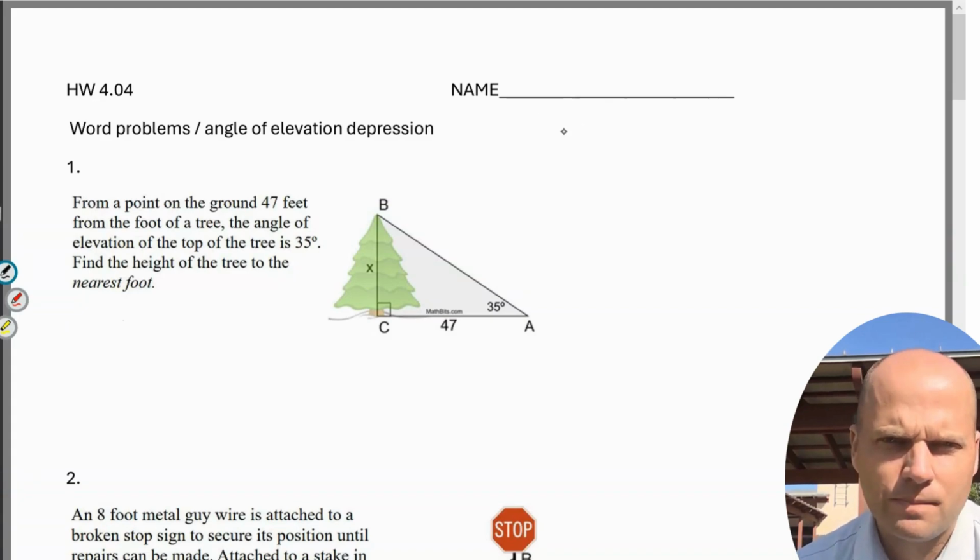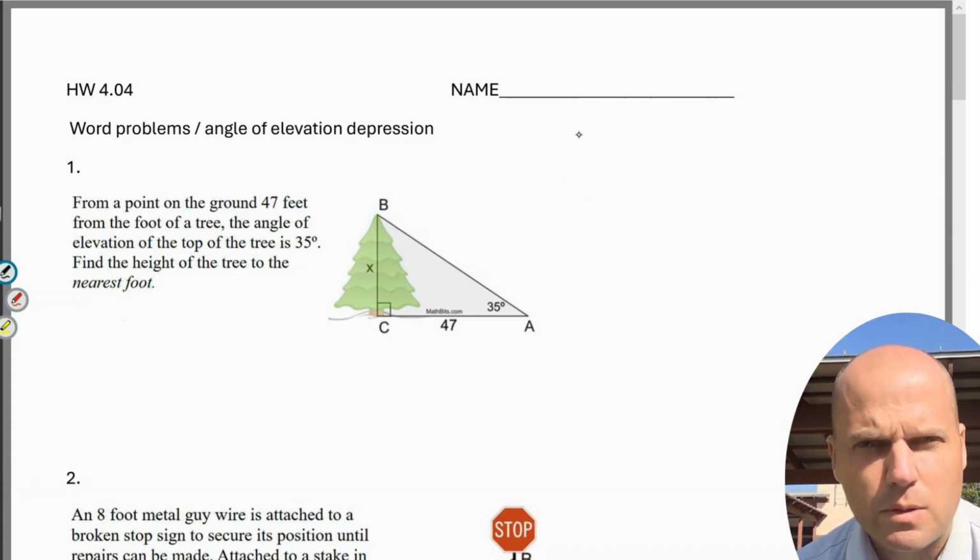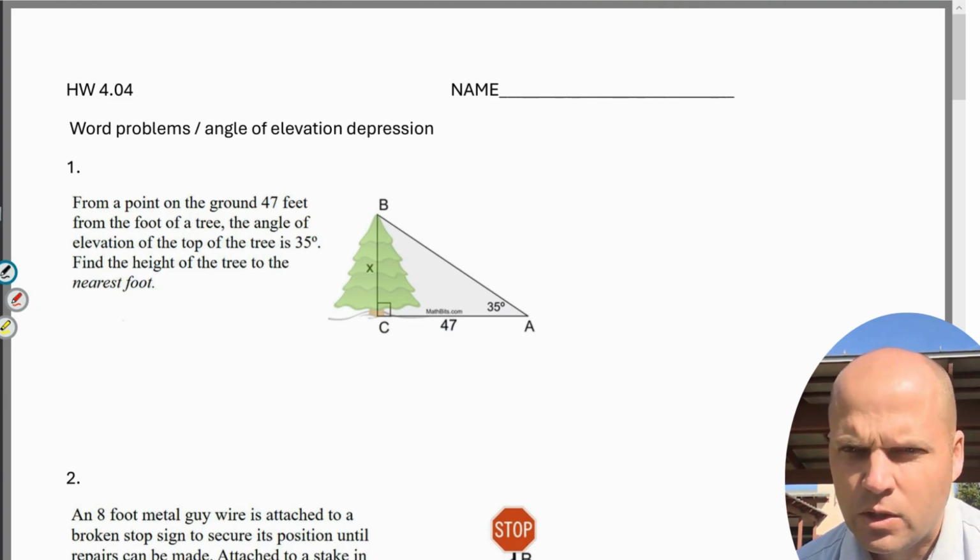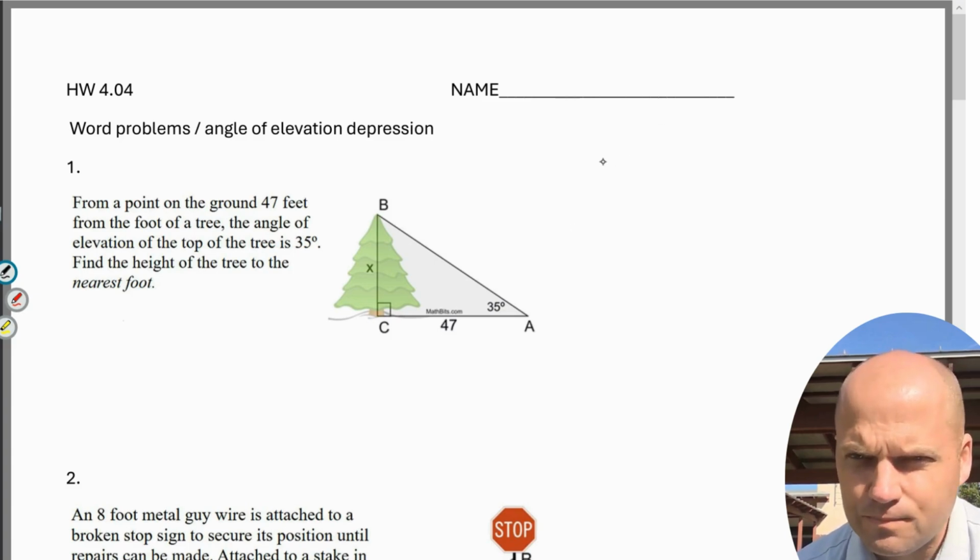Same stuff we're doing. I'm going to show you two different ways to do every problem, whether you're using the small triangle way or the proportion way. So I'm going to work through it quickly.